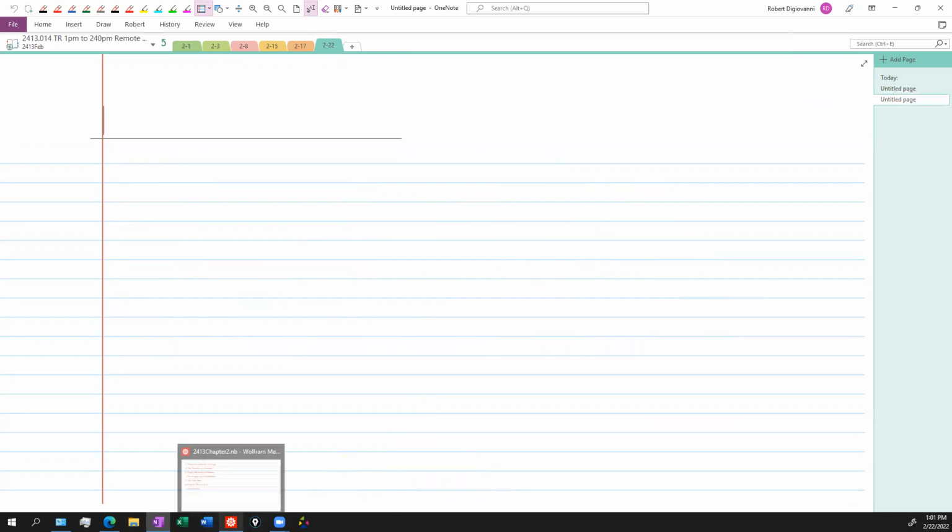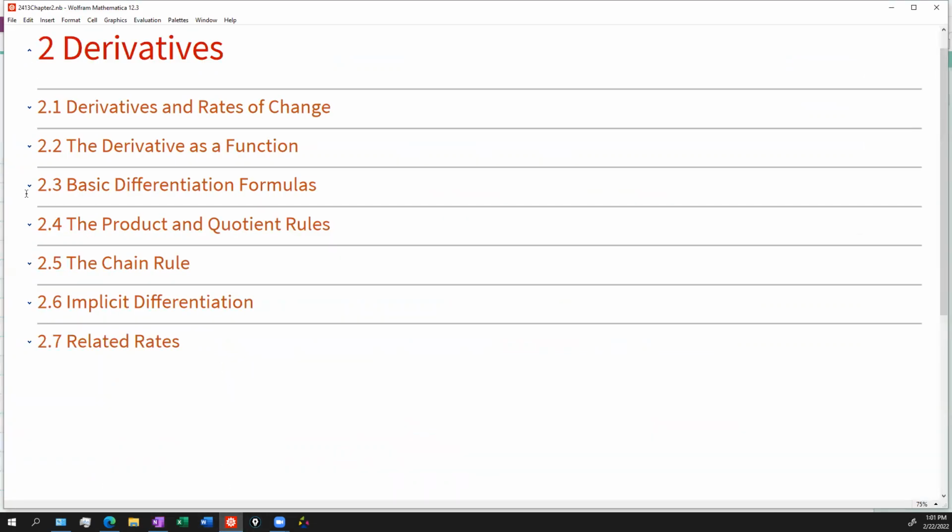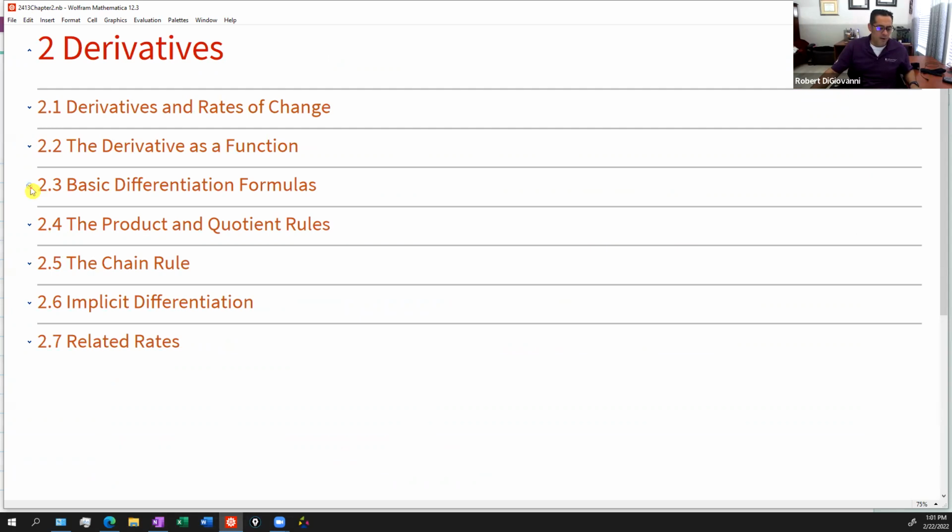Let's get started. So chapter 2, section 3, basic differentiation formulas. What I told you a while back is that we started chapter 1 with the limit. We spent all this time doing the limit. And then when we got to chapter 2, I said there's a very special limit that we call the derivative, and it has to do with functions and finding slopes of tangent lines.